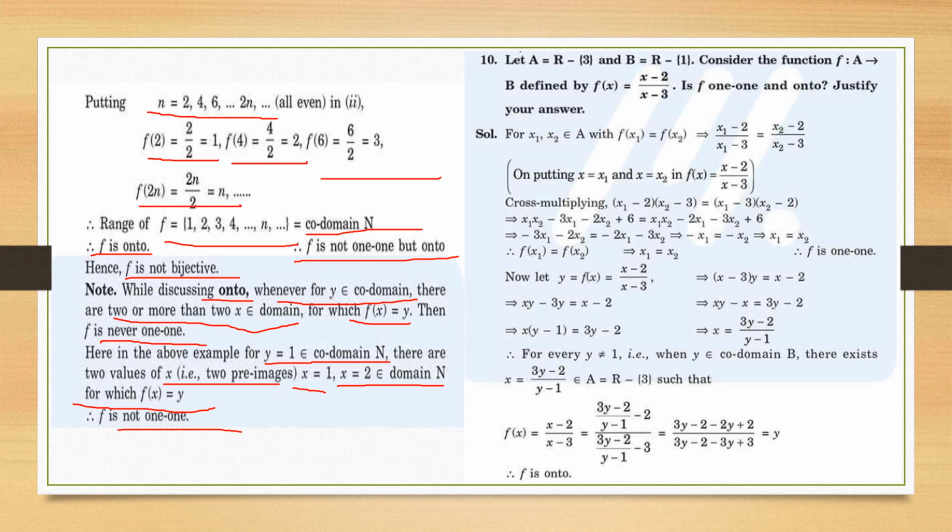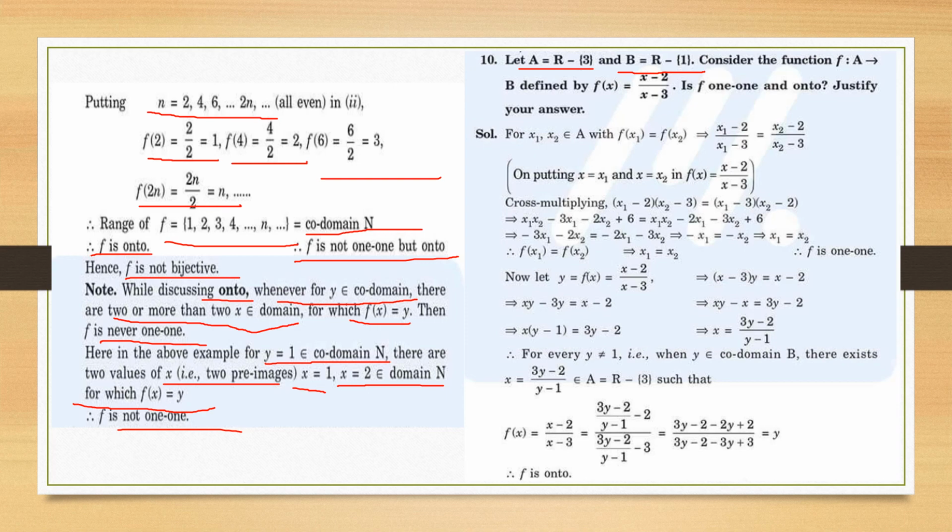Okay. Again, number 10: let A be equal to R minus 3, meaning all real numbers except 3. B is equal to R minus 1, all real numbers except 1. That's why, instead of writing it again and again, they are denoted by A and B.